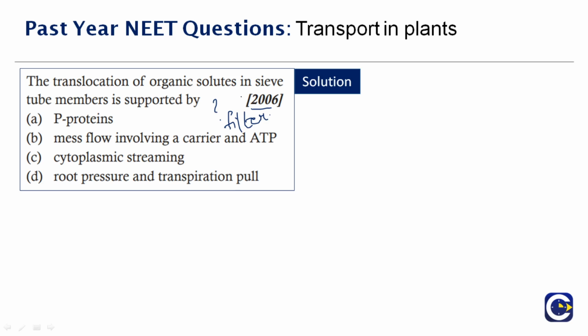Now here, the translocation of organic solutes in sieve tube members is supported by P proteins. The first option is the answer. What is P protein now? P protein is a supporting factor for the translocation of organic solutes in the sieve tubes. Now, I told you what is sieve. Now you have to tell me what is the meaning of translocation. Okay, I'll tell you what that is.